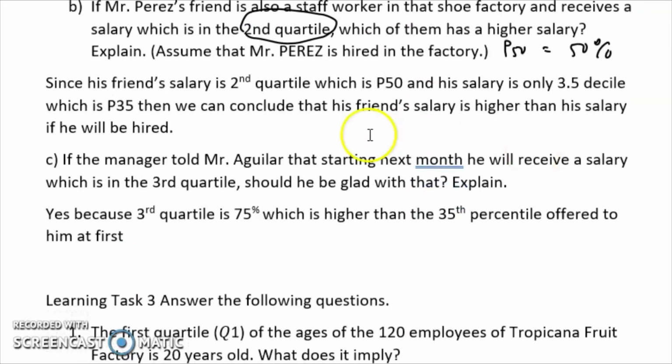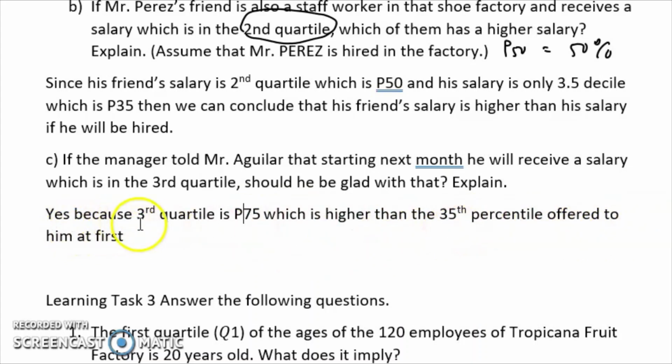Now, for letter C, if the manager told Mr. Aguilar that starting next month, he will receive a salary which is third quartile, should he be glad with that? Explain. Dahil third quartile to, so this is P75, diba? Or 75%. Is lesser or equal na sa kanya kung i-interpret natin. So, ibig sabihin, mas mataas na siya kaysa doon kay friend niya, which is only P50. So, yes, because third quartile is P75, which is higher than 35th percentile offered to him at first.